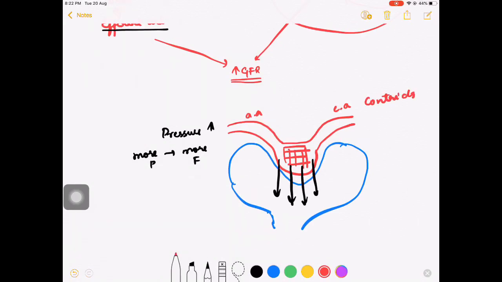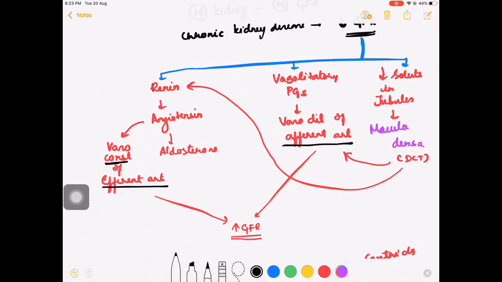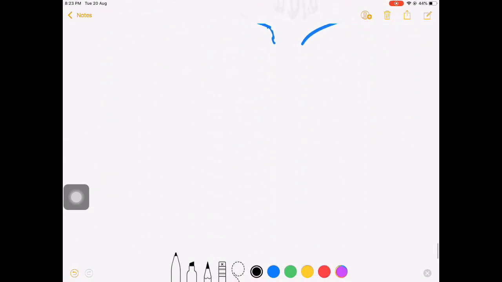And when the efferent arteriole constricts, the pressure increases because blood cannot easily cross it. Therefore, there is increased ultrafiltration. This is how vasoconstriction of the efferent arteriole and vasodilation of the afferent arteriole increases GFR.